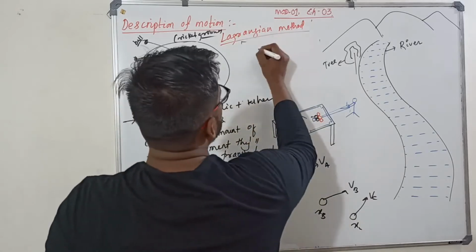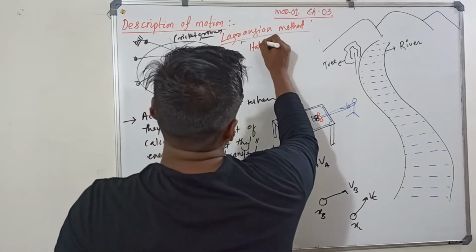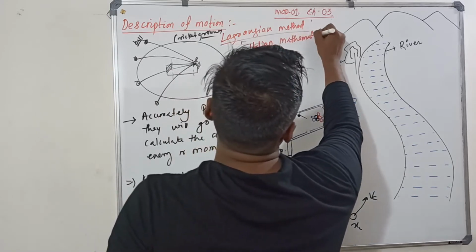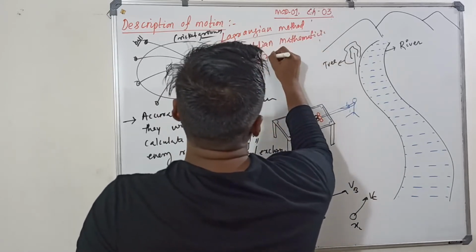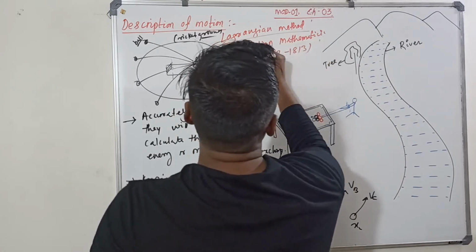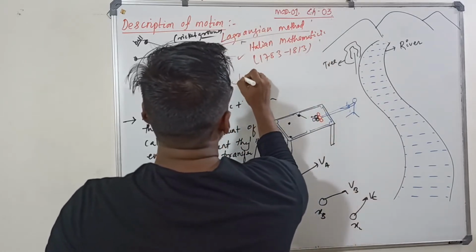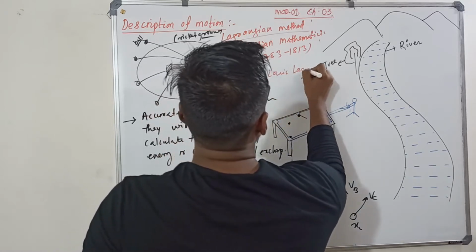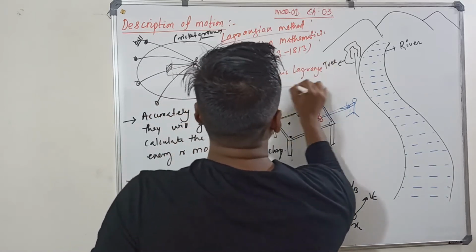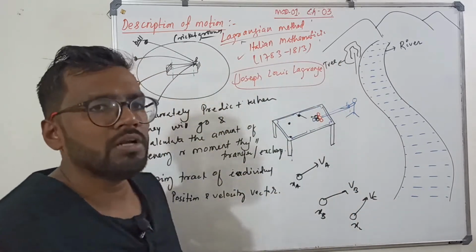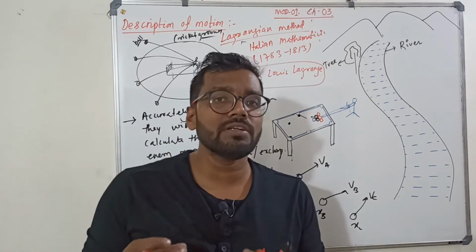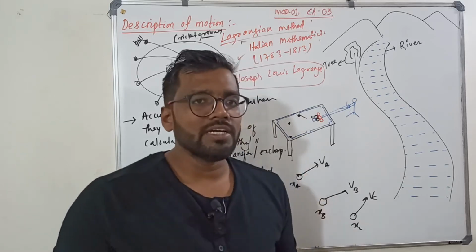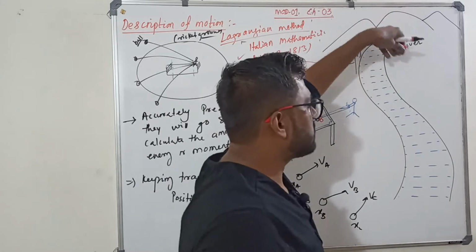Okay, Lagrangian. Italian scientist, he was an Italian mathematician, around 1783 to 1813. Full name Joseph Louis Lagrange. He has told that for each and every individual fluid particle, you should know the velocity and position vector. In order to understand it a little better, let us think about this is a river.